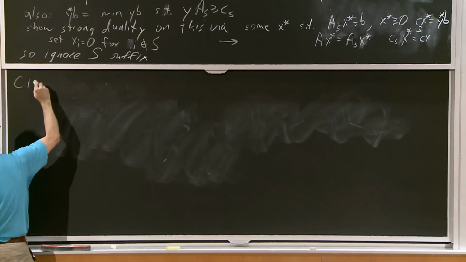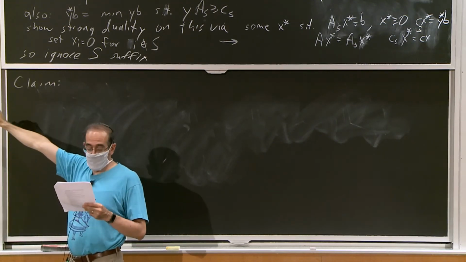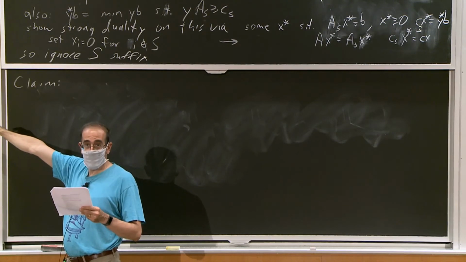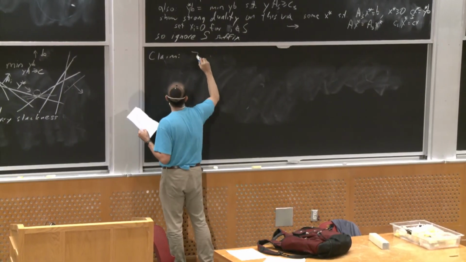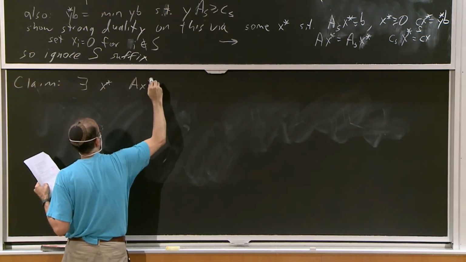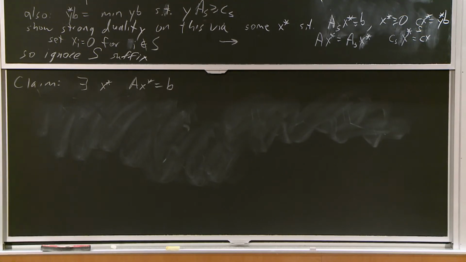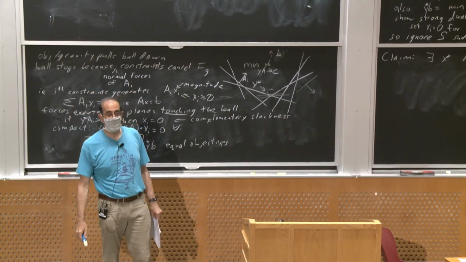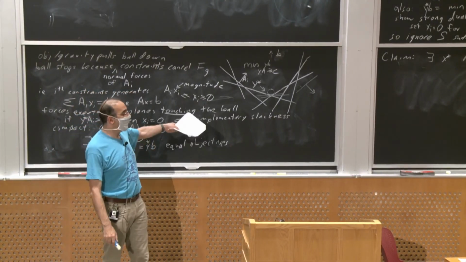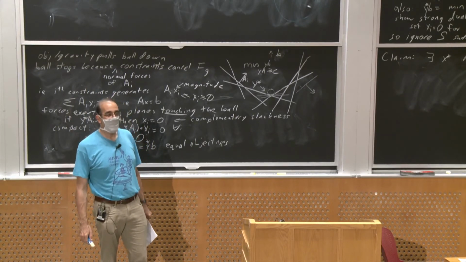So my first claim, and again, this is just following the physics. So what's the first thing that we proved from the physics? That there exists an x star such that A x star is equal to b. Right? We proved that the forces are in balance. We proved that by physics. Now we need some math. How can we prove this in math?